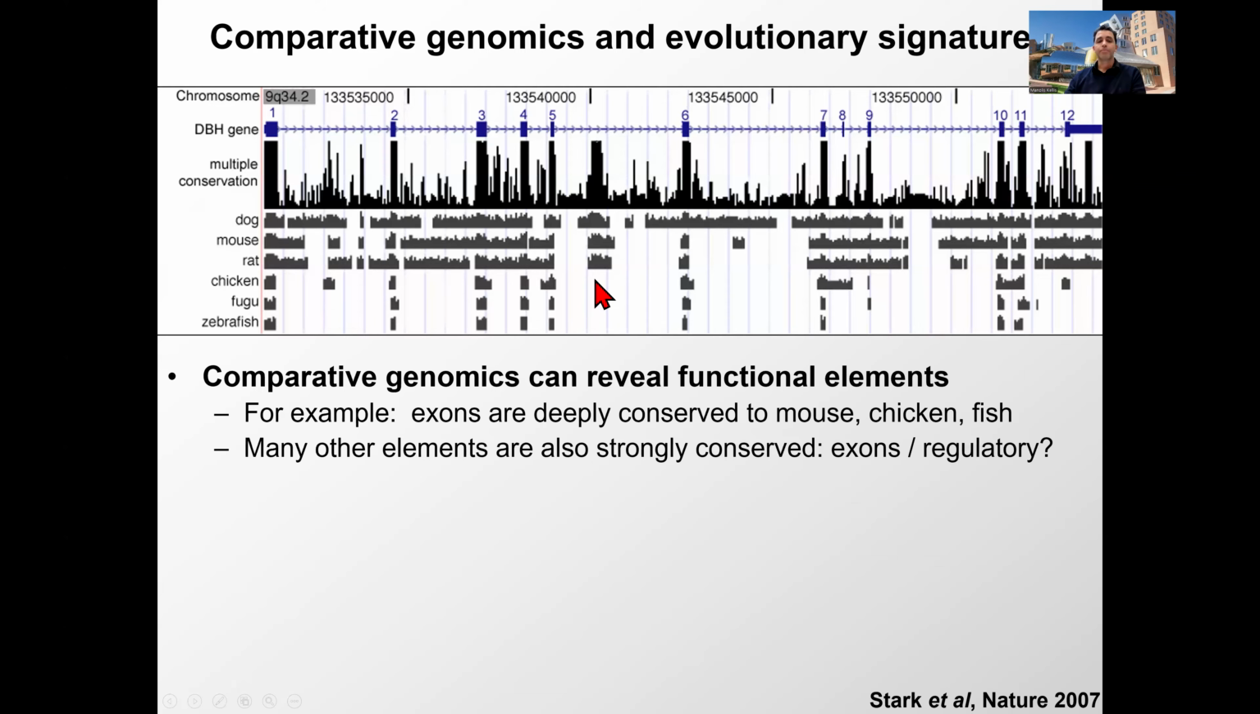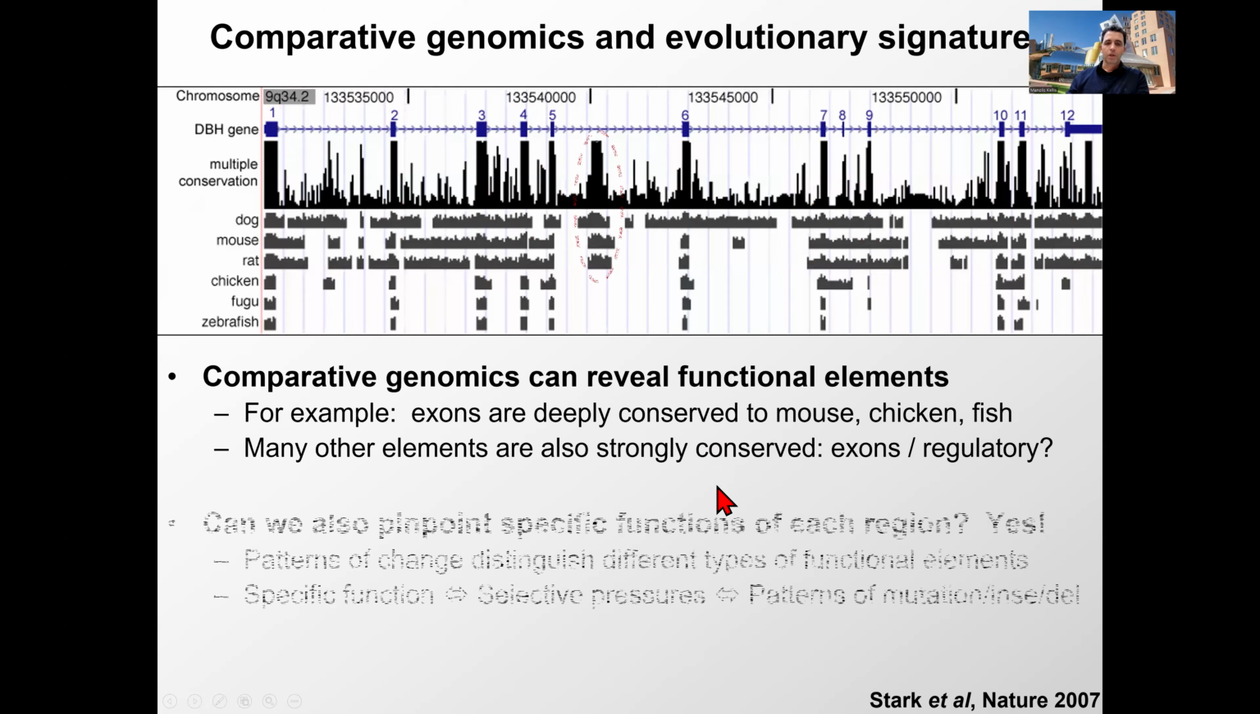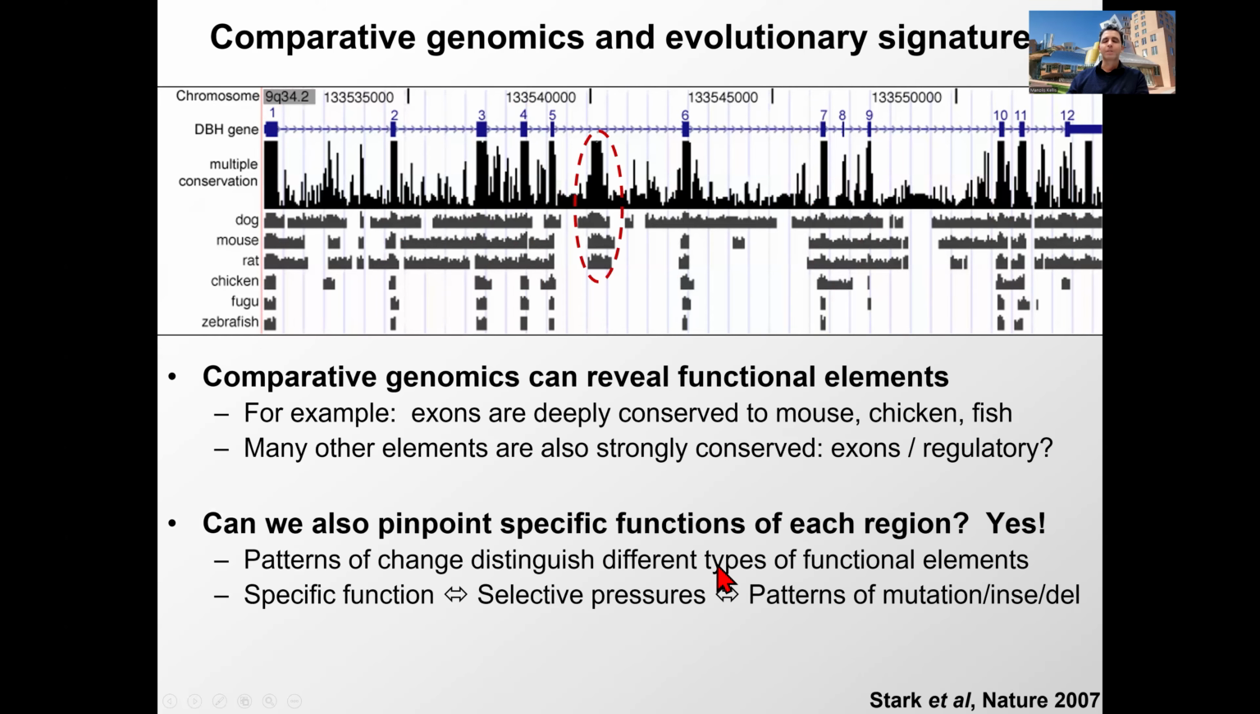But you could also say that maybe it's a non-coding regulatory element. Maybe it's a microRNA cluster. So the question is, can we use comparative genomics to pinpoint the specific function of a region? Can we study the patterns of change to distinguish different types of functional elements? And the reason, again, as I mentioned earlier, is that the specific function dictates where the selective pressures are acting, and therefore dictates the patterns of mutation, insertion, deletion, etc.